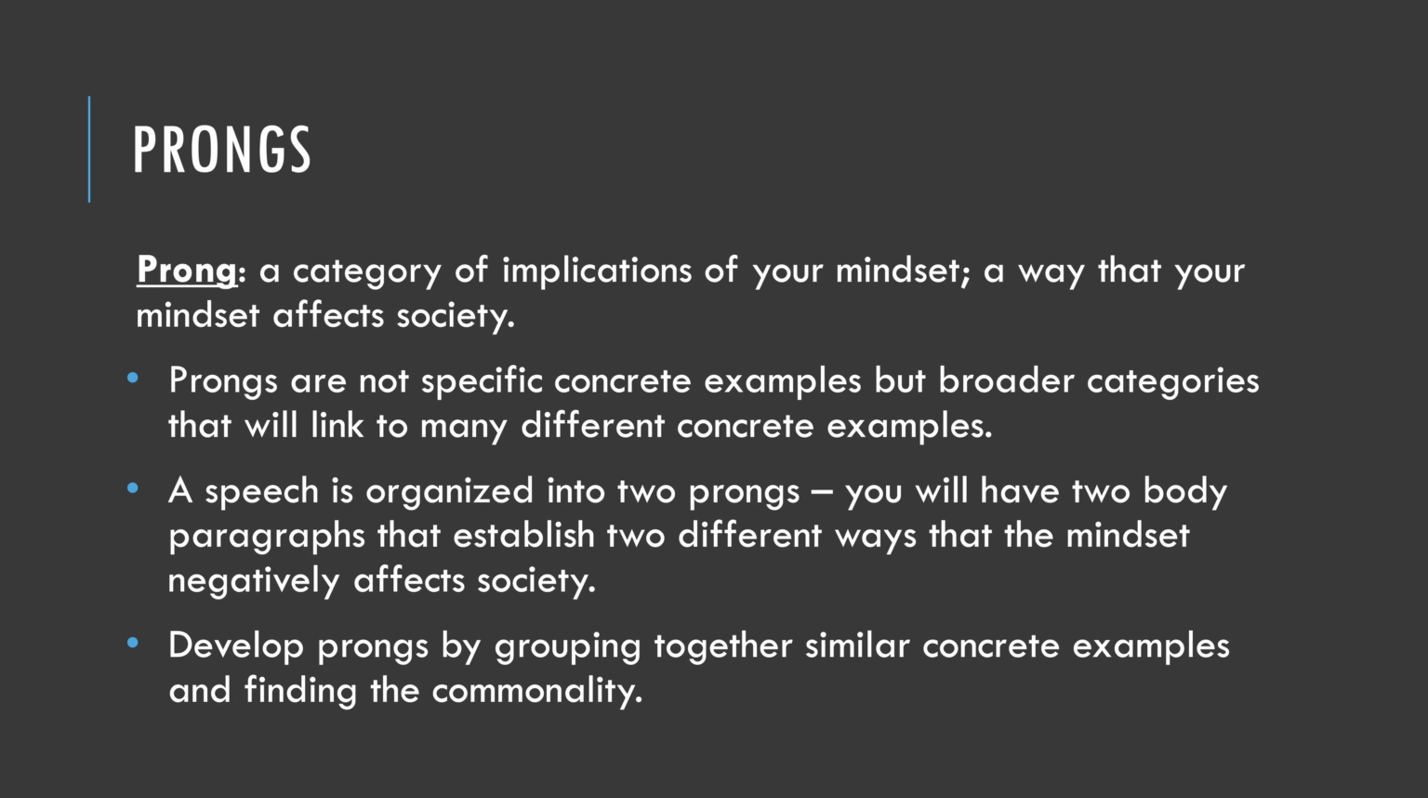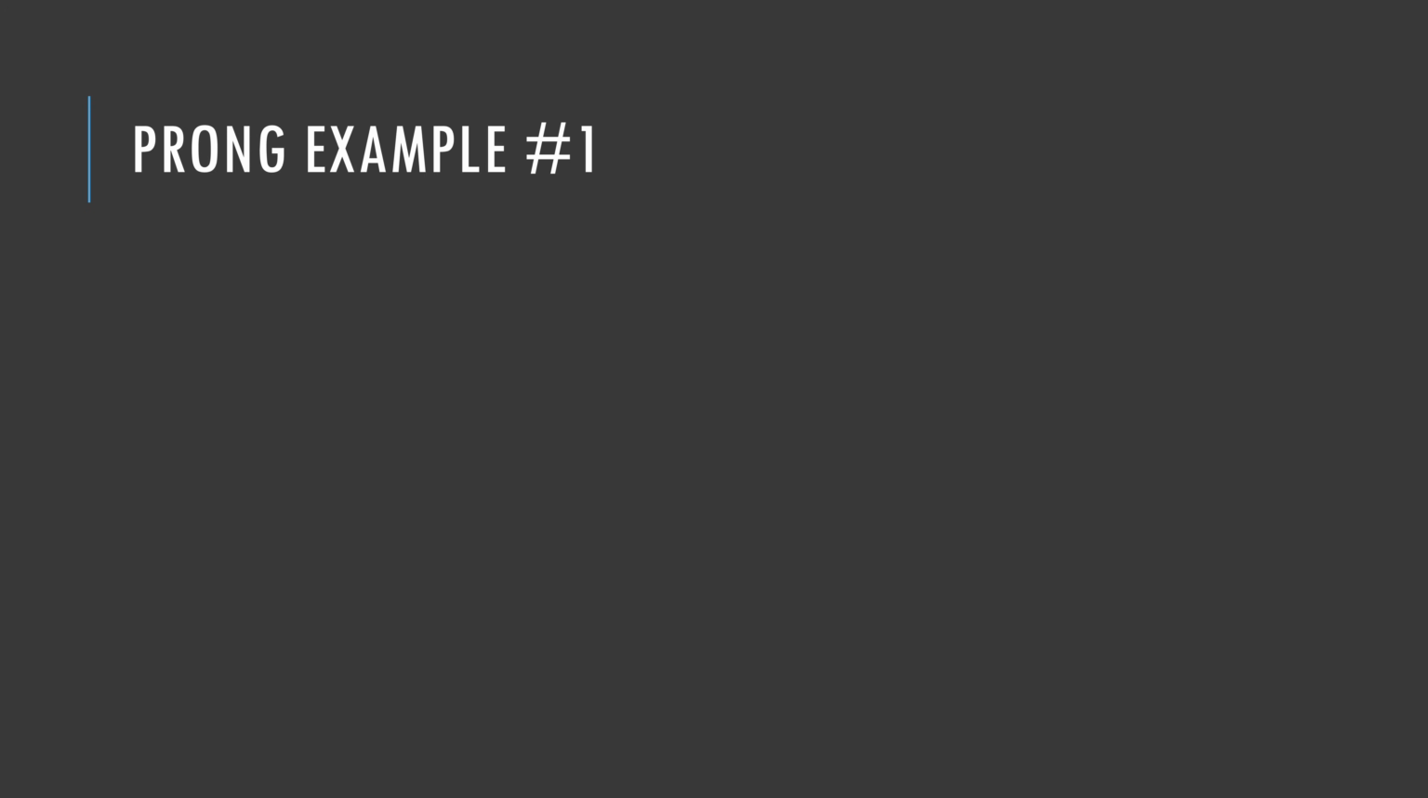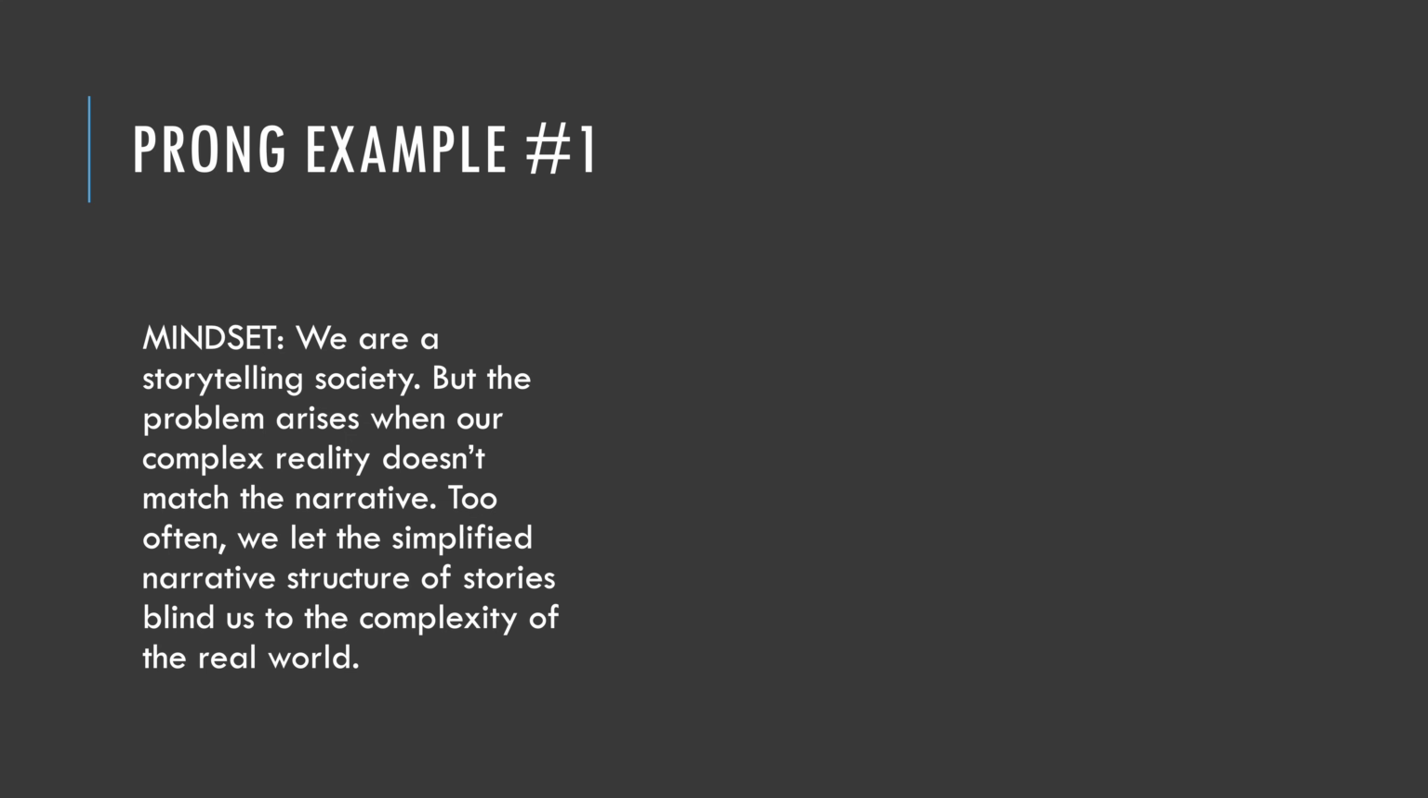So this is all very abstract and theoretical right now. I want to go through lots of examples. So here, these are all from national finalist speeches. J.J. Kapoor's speech, where storytelling society, the problem arises when our complex reality doesn't match the narrative. Too often, we let this oversimplified narrative structure of our stories blind us to the complexity of the real world. You guys know this, you've seen this.